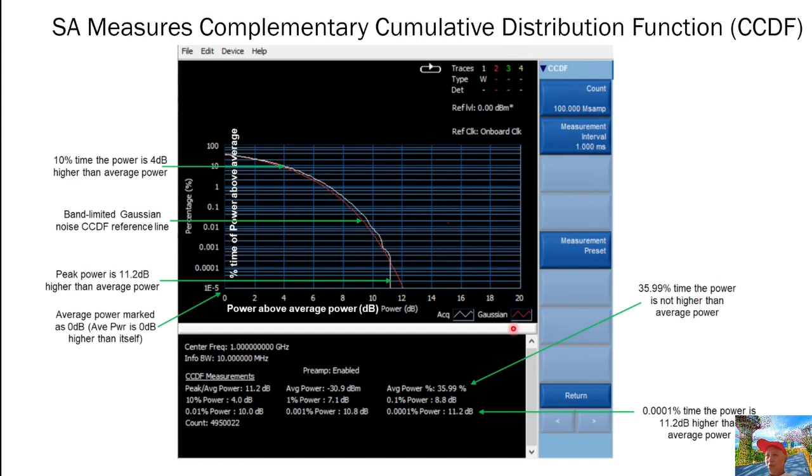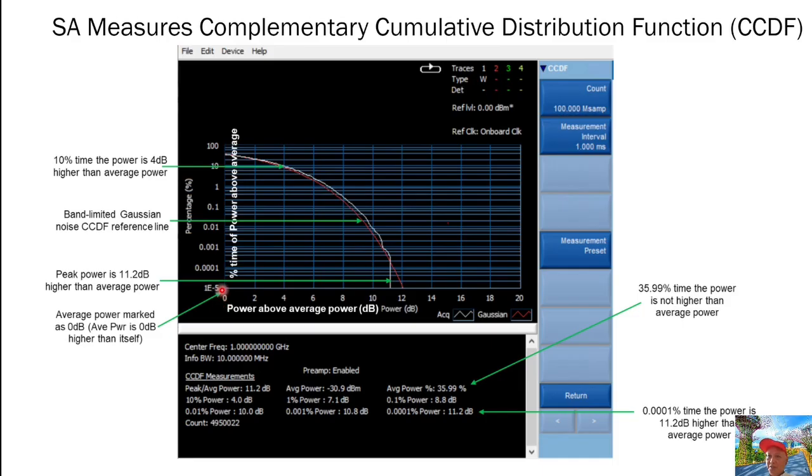And then you can read the value here. This red line is actually a reference line. It's a reference curve, a band limit Gaussian noise CCDF reference line. The white curve here is the real measured result. Let's look at this one.